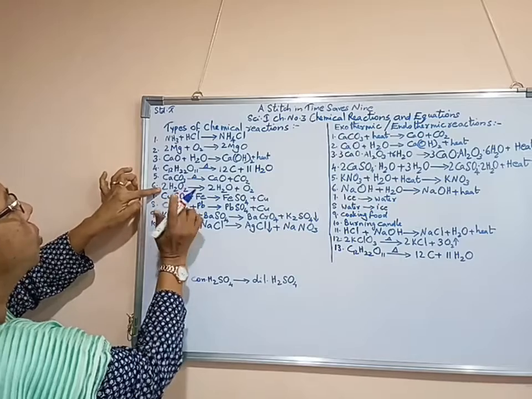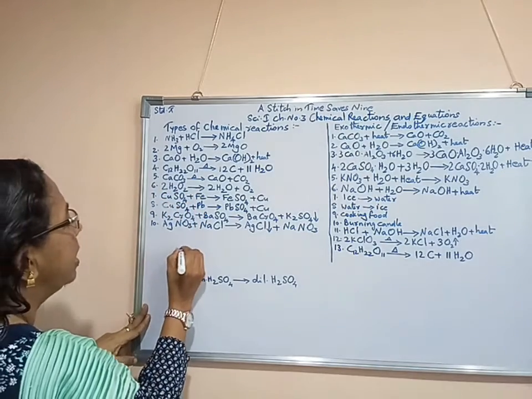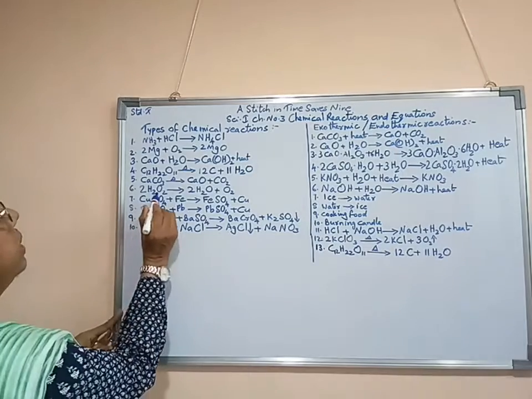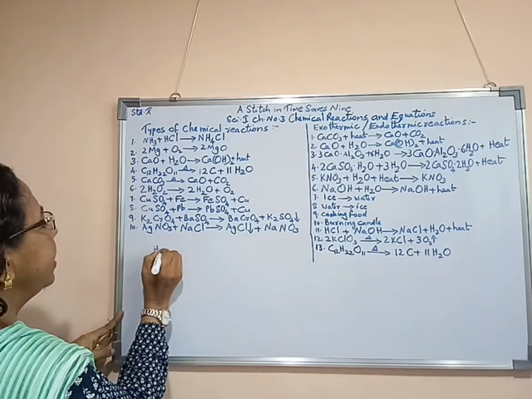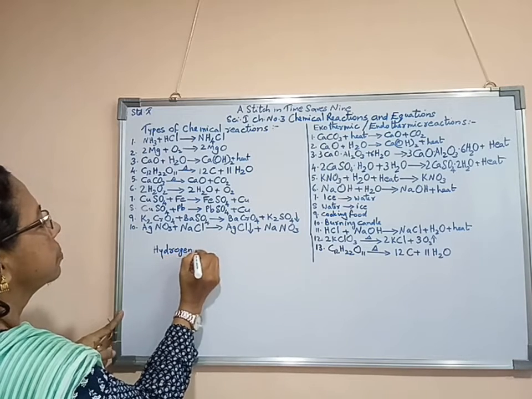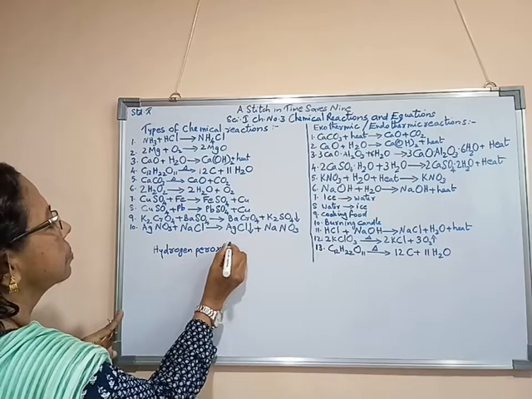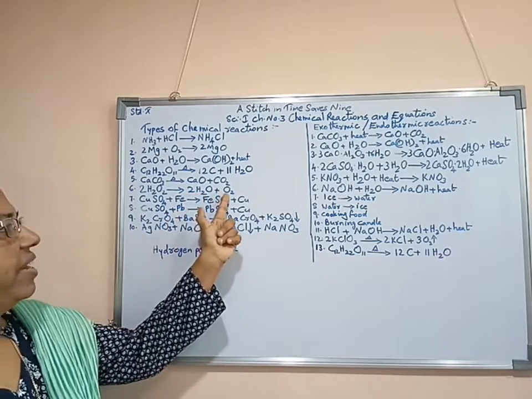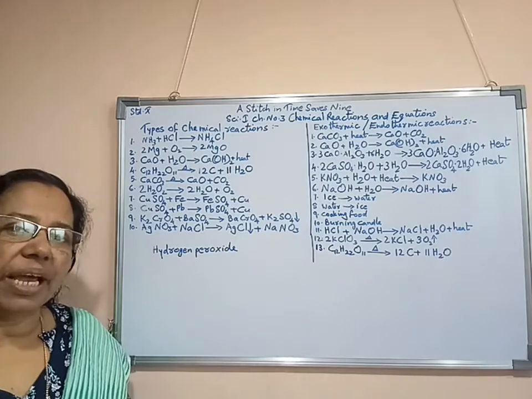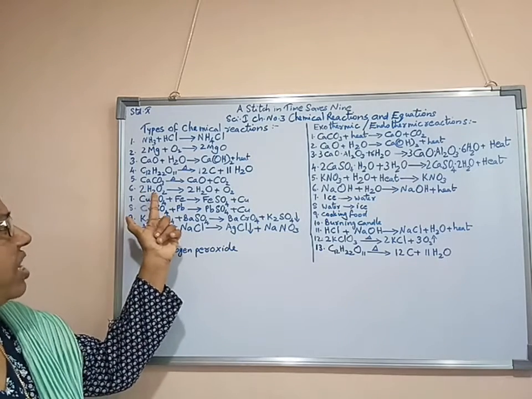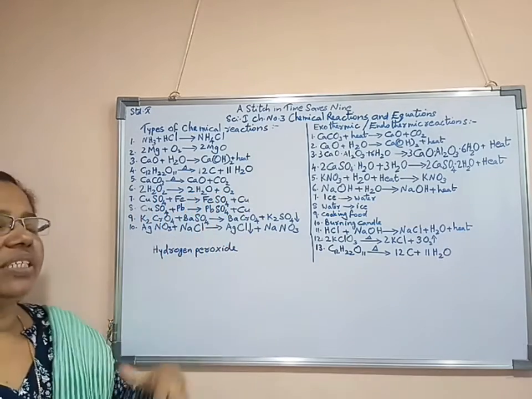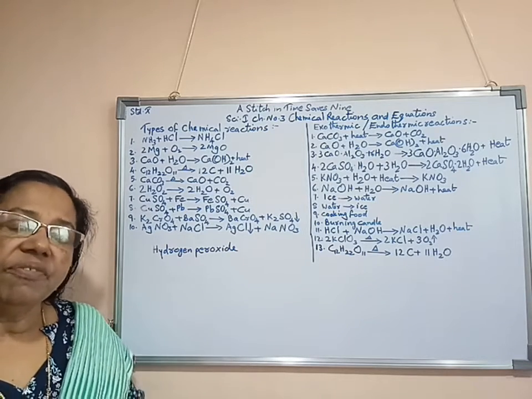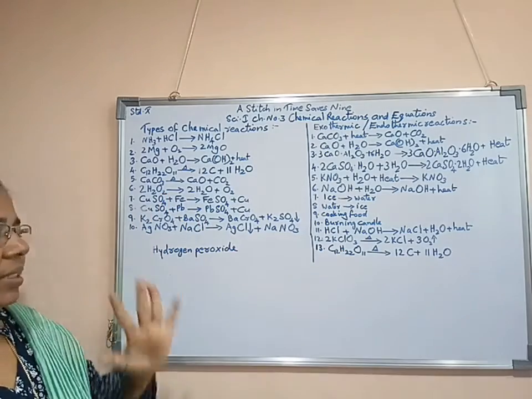Now this is H2O2. This compound is known as hydrogen peroxide. This hydrogen peroxide decomposes to water as well as oxygen. Here we have no need of supplying heat. This reaction, the conversion of hydrogen peroxide to water as well as oxygen, is a very slow process. It takes place in the atmosphere or in nature. Very slow process. We have no need of supplying heat to it.